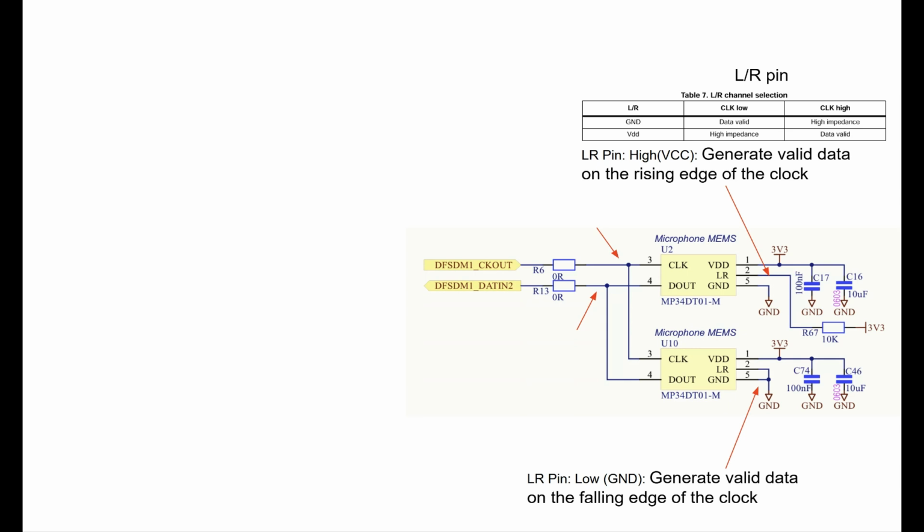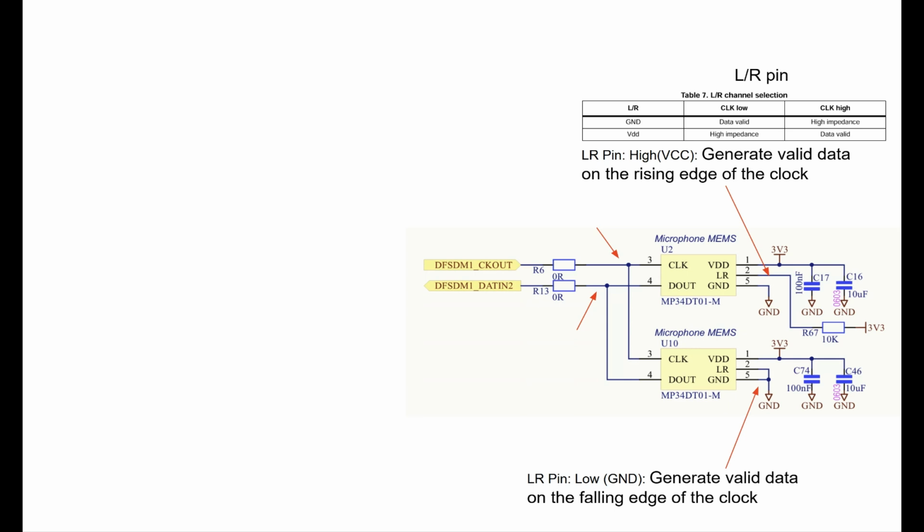This way, the two microphones send the data alternately, one on the rising edge and the other one on the falling edge. Finally, the DFSDM peripheral in the STM32 automatically separates these two signals as soon as they are injected into the module. It will provide us two independent audio streams for stereo processing.